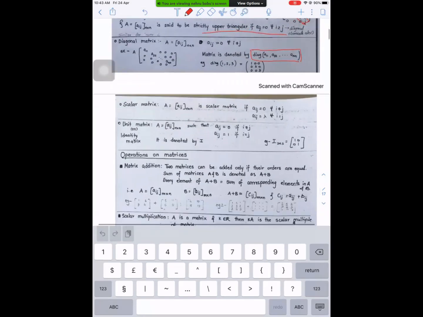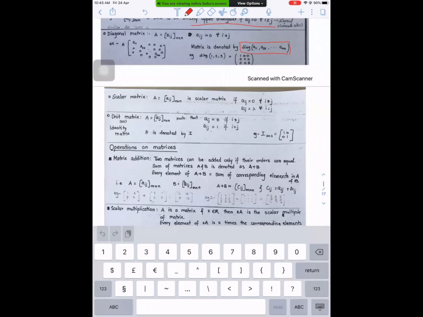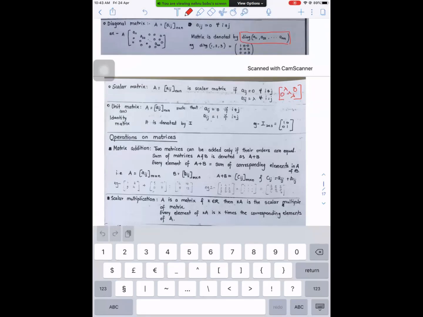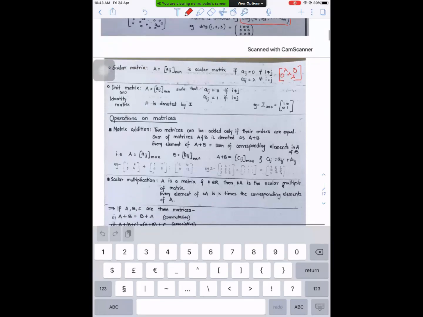Next, scalar matrix. Scalar matrix means the principal diagonal is like lambda, but the remaining elements are 0. So a scalar matrix means in a diagonal matrix, if the principal diagonal elements are equal, then we call it a scalar matrix. Next, unit matrix means identity matrix indirectly. The principal diagonal is 1, the remaining are 0.